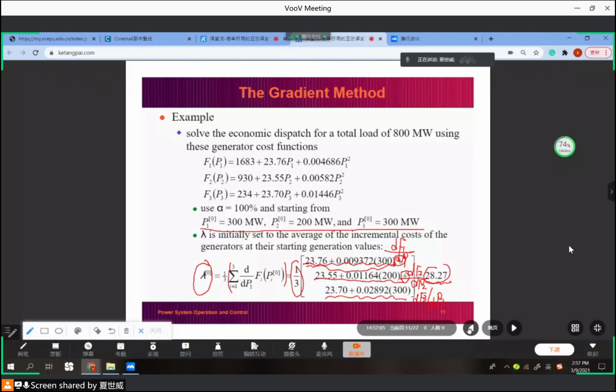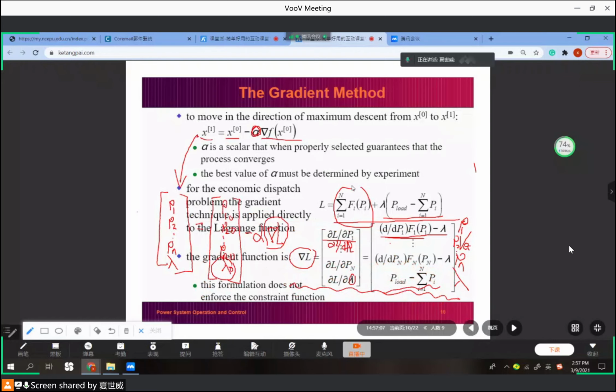So that means we have P1 0, P2 0, Pn 0, and lambda. We have calculated this part. Next, we should calculate this. Okay, how to calculate this? We just use this expression. If we have this, and we give the constant value of this, we will update P1 until Pn and lambda.